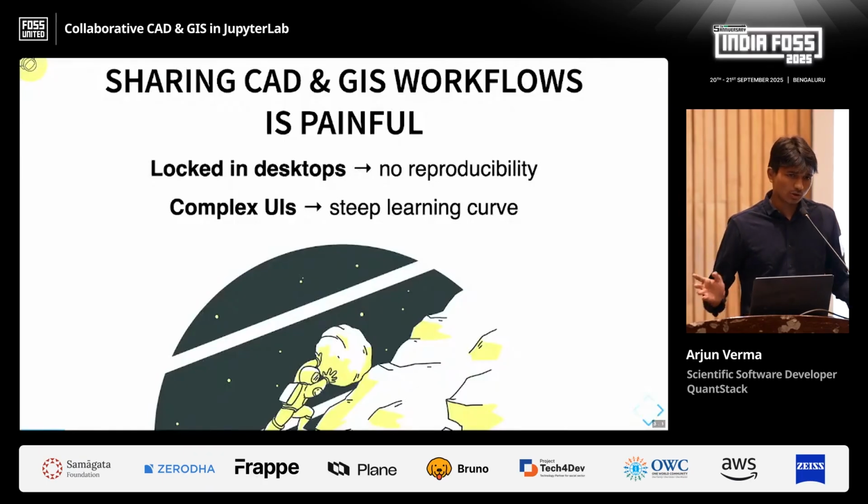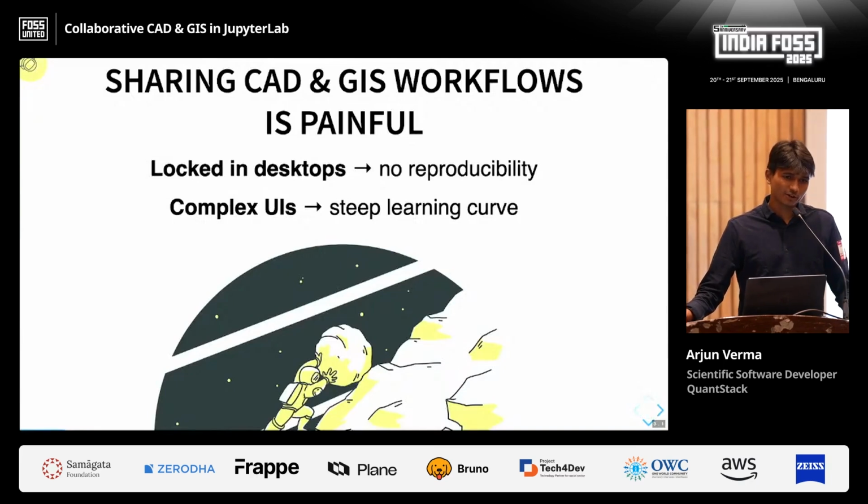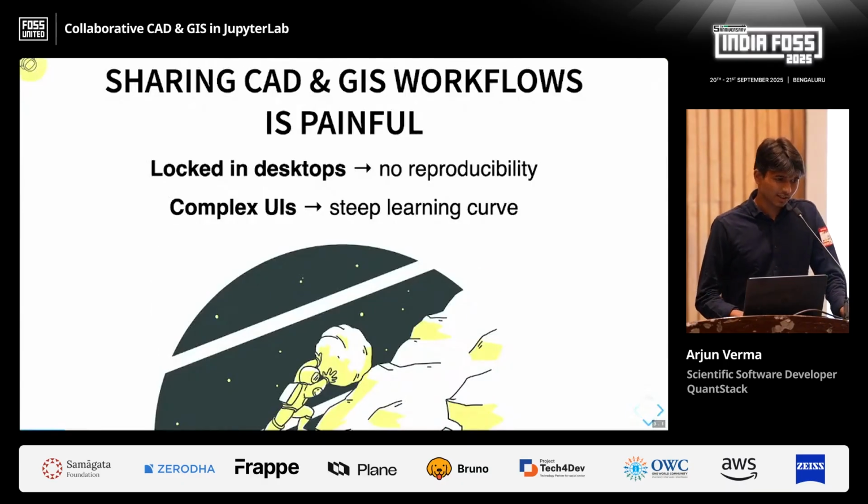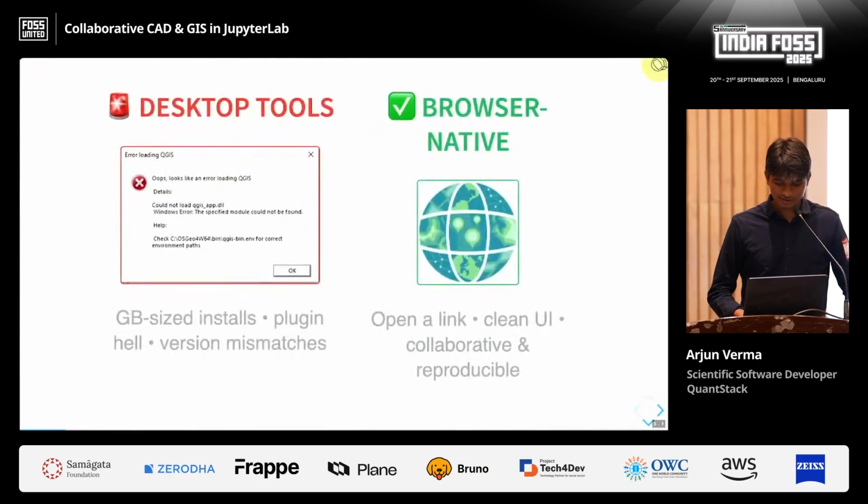So there is very little to no reproducibility, and there are complex UIs. There are a lot of buttons when we talk about either FreeCAD or QGIS. There are 3 rows of buttons and I guess 30 or 40 buttons in the UI, which is quite complex and not beginner friendly at all.